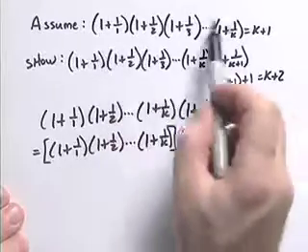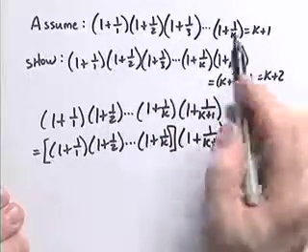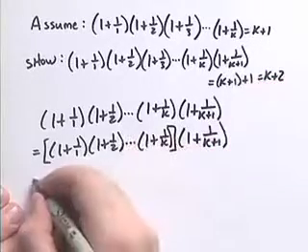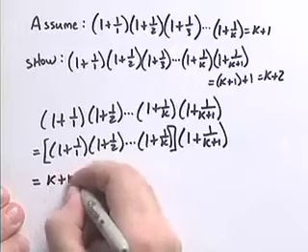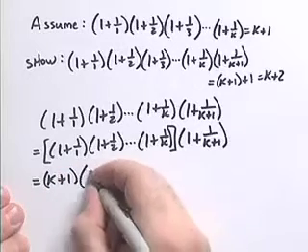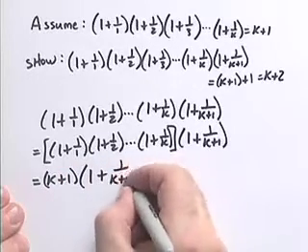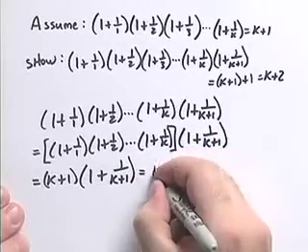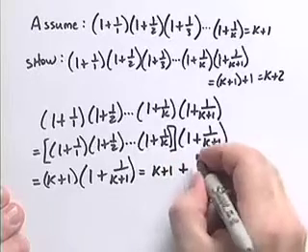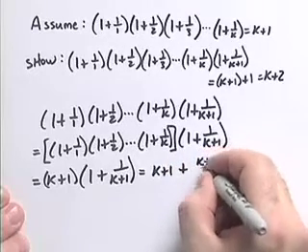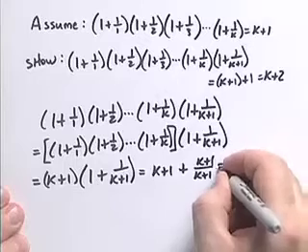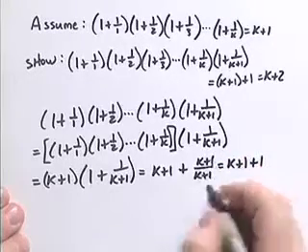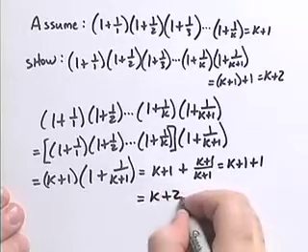Now, since we've assumed that this equation is true, everything in brackets here we can replace with k + 1. So this will equal (k + 1) times (1 + 1/(k+1)). This will give us k + 1 plus (k + 1)/(k + 1). So we get k + 1 plus 1, which is equal to k + 2.